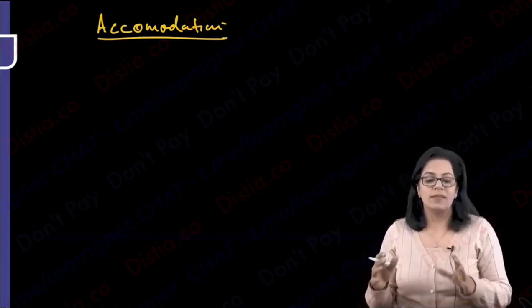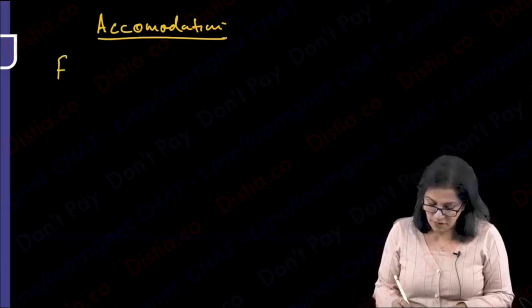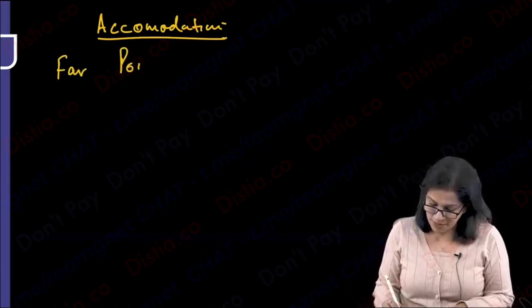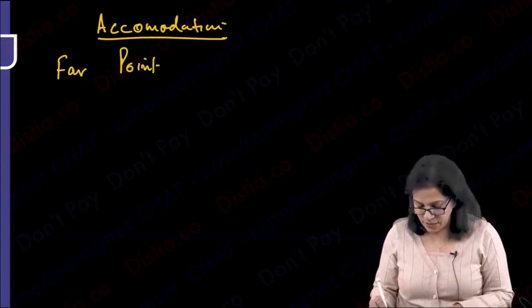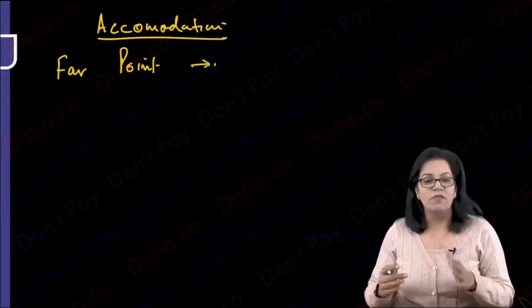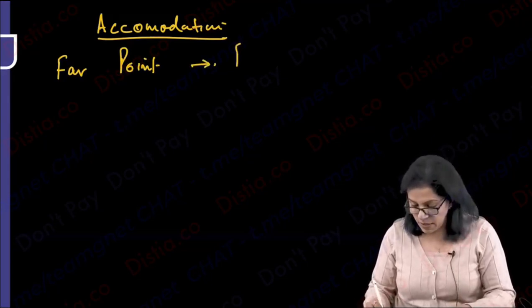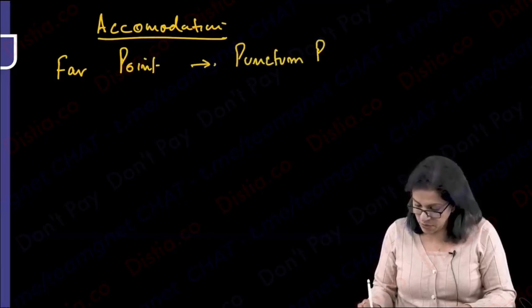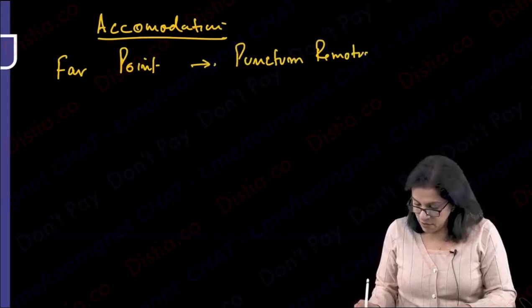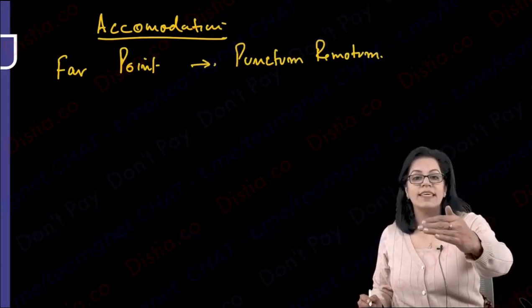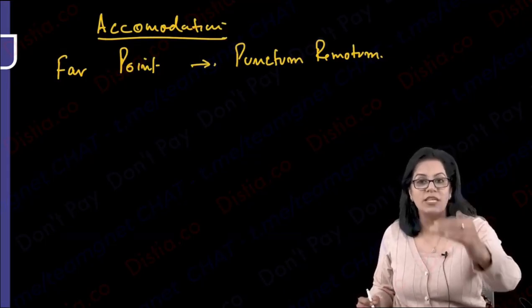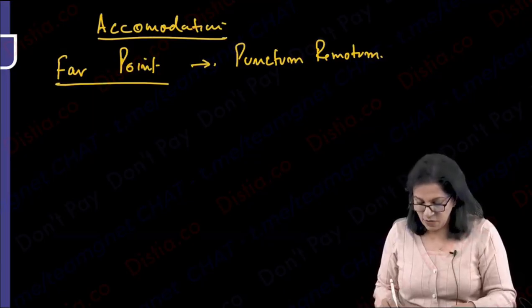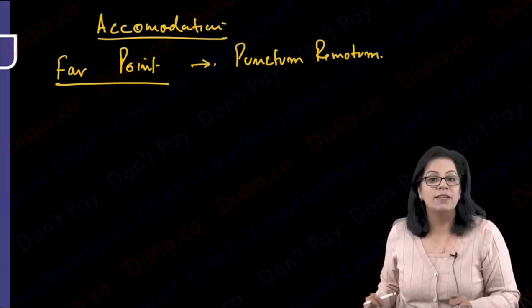We have to be very clear about the concept of what we mean by far point and what we mean by near point, and a few calculations around accommodation. So very simple, far point, which is also called punctum remotum. Okay. So what is punctum remotum here? It is the farthest point where I can see clearly. Which is the farthest point where the patient can see clearly? This is your far point. If you want to write, you can write it.